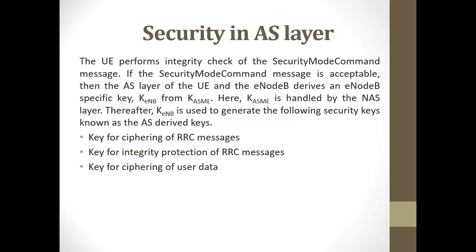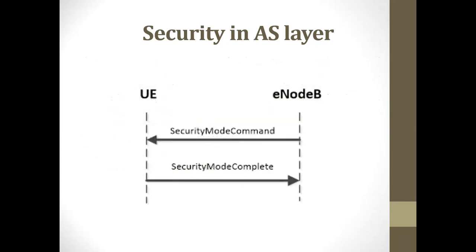danger. Okay, so we know that the integrity protection is used only for the control plane. So RRC messages are integrity protected, and user data uses ciphering, and of course the control plane uses ciphering too. Okay, so first you have to activate the security in the AS layer. So I send a security mode command, you respond.